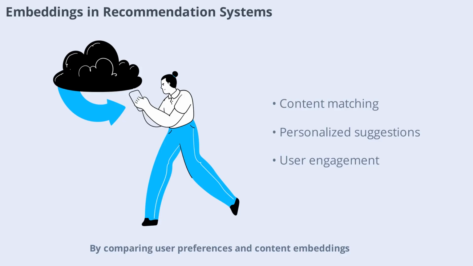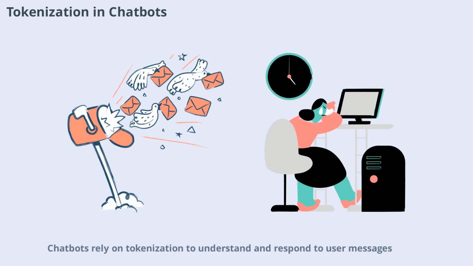Recommendation systems use embeddings to match users with content they'll enjoy. By comparing user preferences and content embeddings, these systems can suggest articles, videos, or products that are most relevant to each individual.